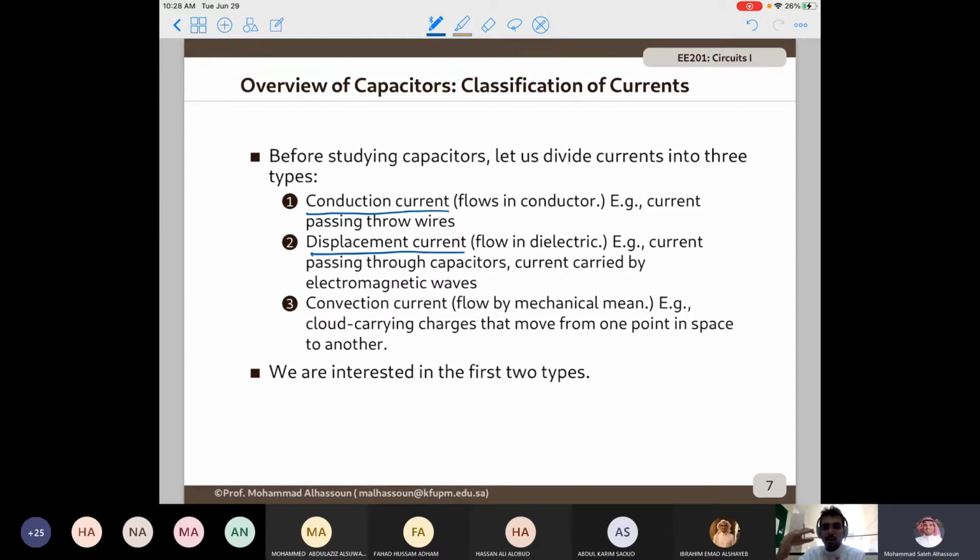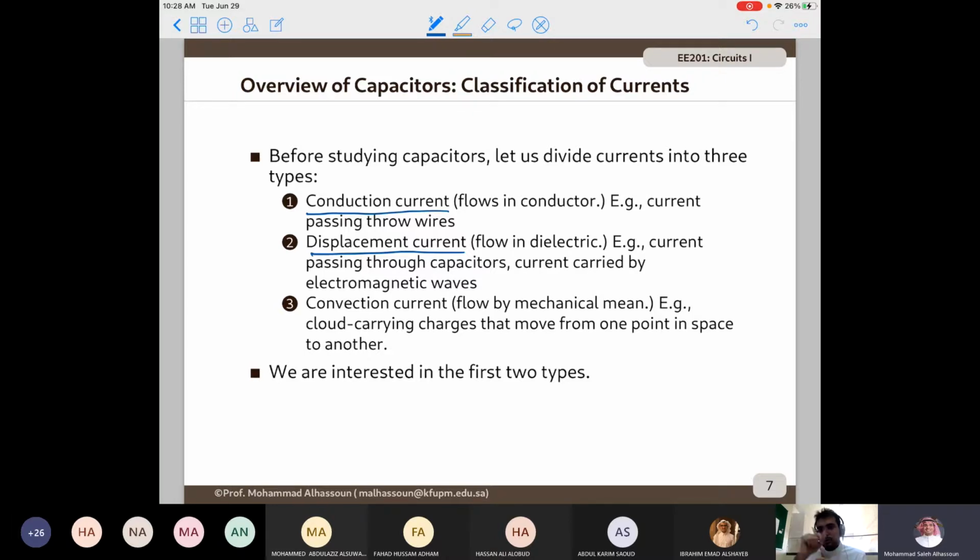If you have a capacitor, it usually has two plates. Between them, there is a dielectric, which is an insulator. If you apply a time-varying voltage, you will see that a current is flowing into the capacitor. This type of current is not conduction current because there is no conductor here. It's called displacement current. Also, this is the current carried by electromagnetic waves.